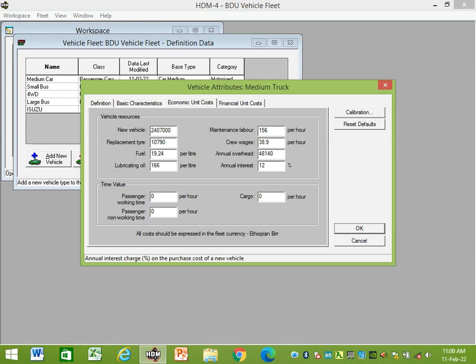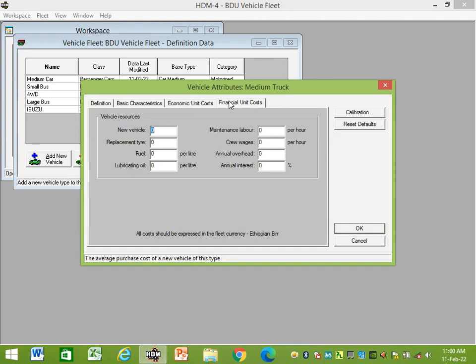Annual interest rate 12% we said. The rest is not required. We don't have the cargo cost. It's not related to passenger working time. It's just a truck. So these are the economic unit costs. Enter those.